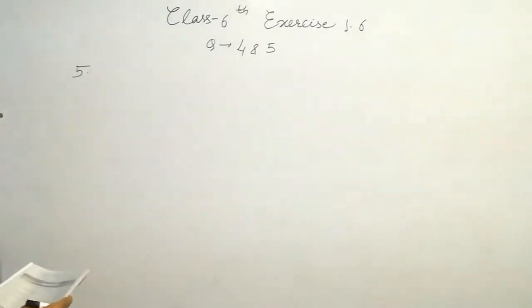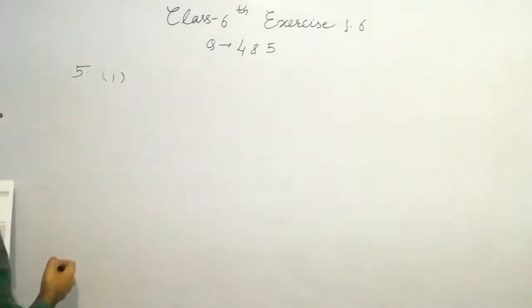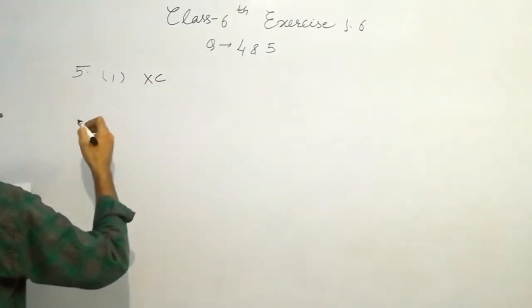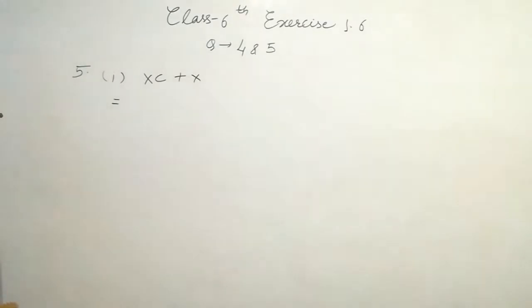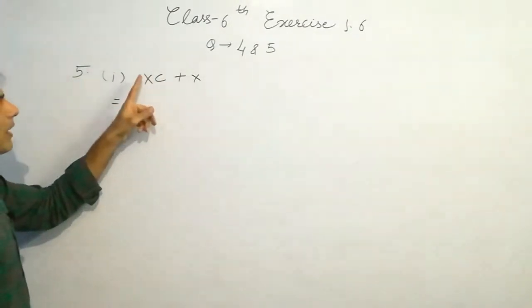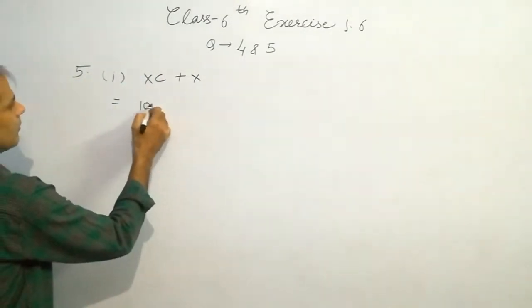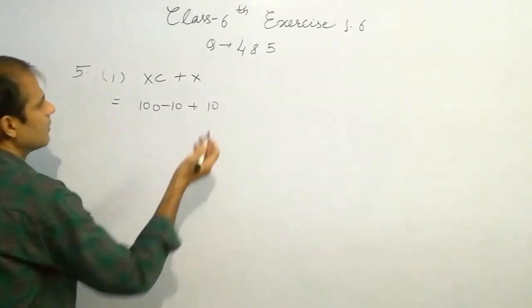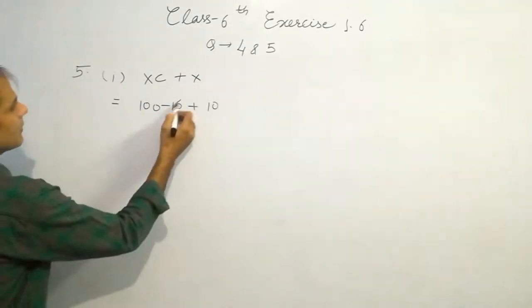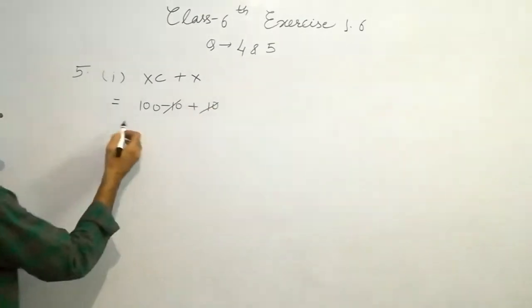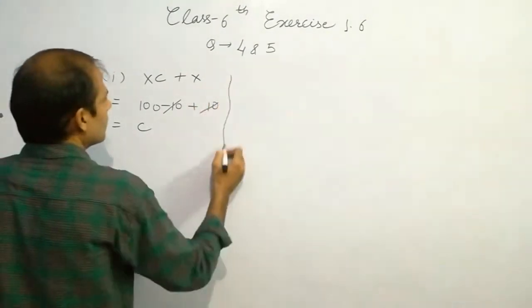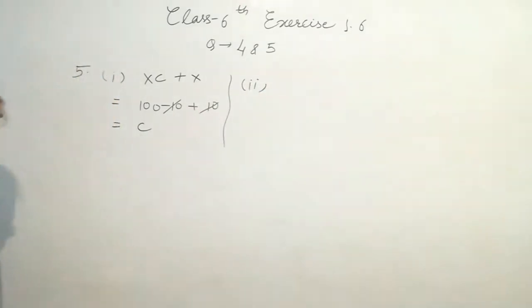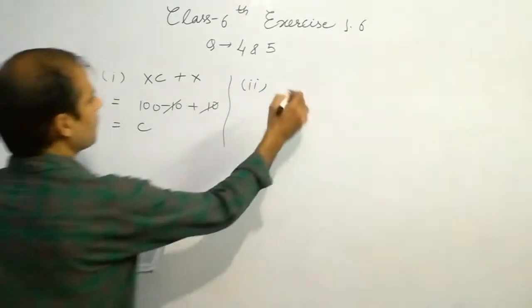So I am going to tell you first part. This question is most important. XC plus X. Listen, we have to convert into Hindu Arabic. So it is 100 minus 10, and plus 10. Simply you can cancel out minus 10 plus 10. It is 0 and 100 means simply C. So the answer is C. I hope it is very simple and very important.